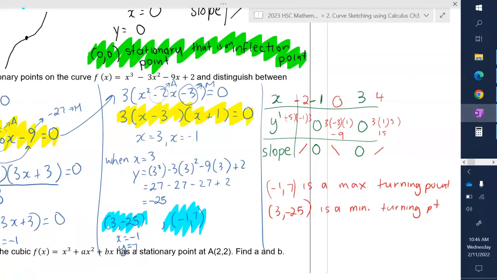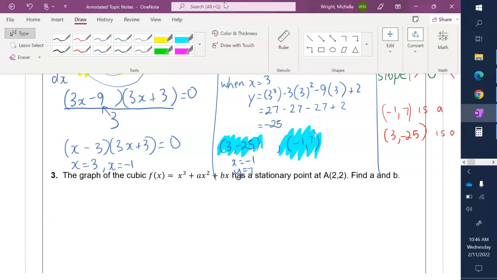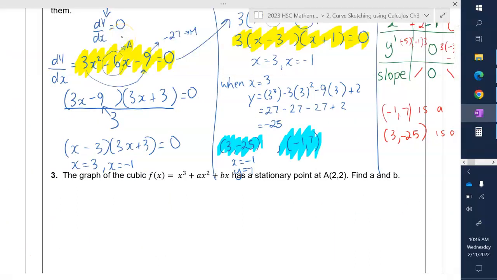Let's look at the next question. Okay, the next question is a little bit trickier, this one. It says the graph of the cubic, f of x is equal to x cubed plus ax squared plus bx, has a stationary point at (2, 2). Find a and b.